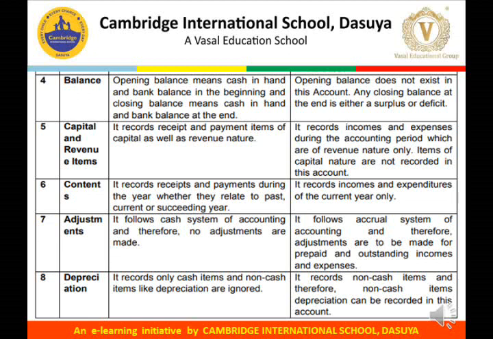Now the point is depreciation. Income and expenditure account records non-cash items, therefore depreciation can be recorded in this account. But in case of receipt and payment account, it records only cash items. Non-cash items like depreciation are ignored in the receipt and payment account.